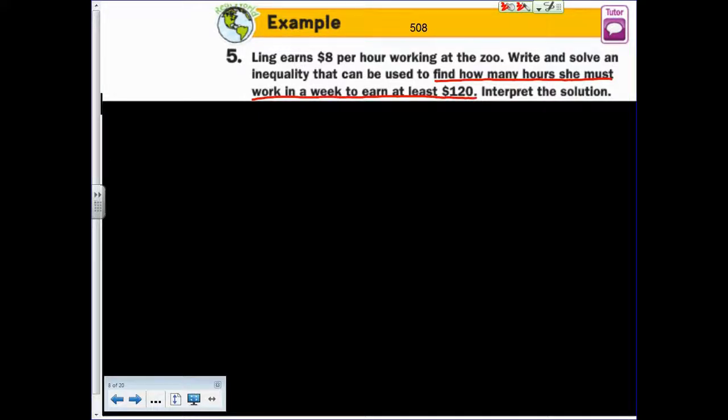So we're looking for the number of hours in a week she must work. So we can let our variable stand for that. And our variable, in this case, probably should be something like H for hours. So H equals the number of hours to work.